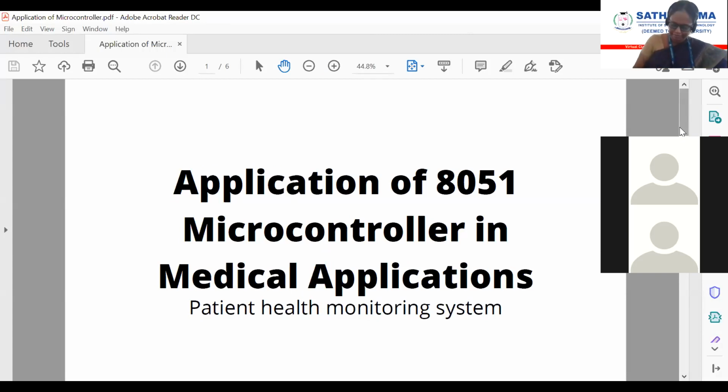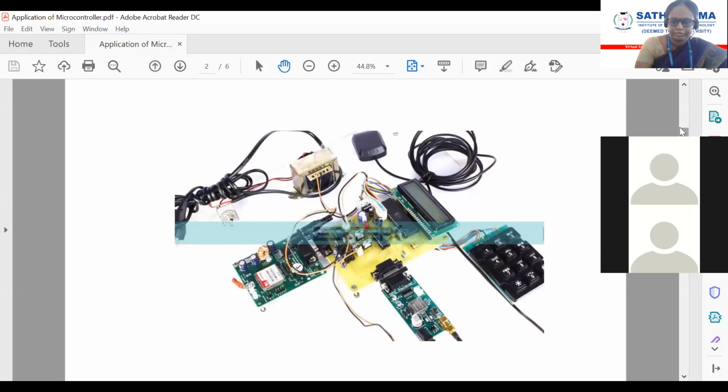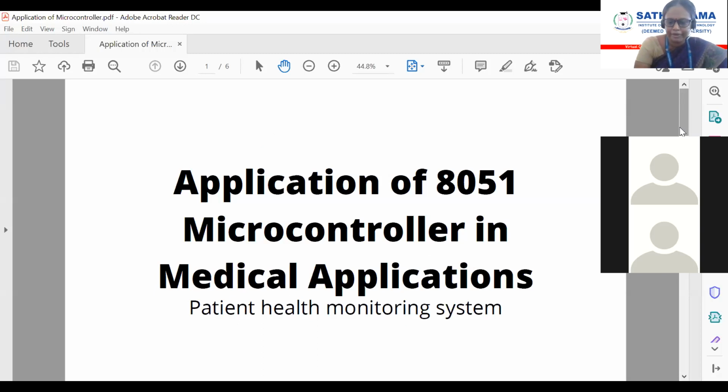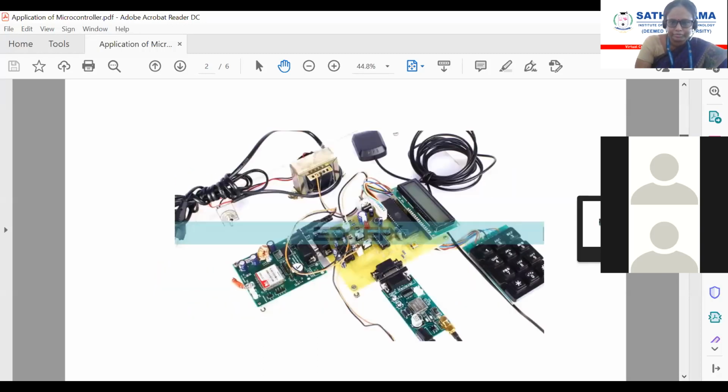Yeah, start Aarti. Hi guys, today I am going to talk about the application of the 8051 microcontroller in medical applications: a patient health monitoring system with location data by GPS over GSM. Ma'am, next slide. The circuit consists of a power supply, GPS modem, GSM modem, microcontroller, temperature sensor, EEPROM, LCD display, and keyboard.